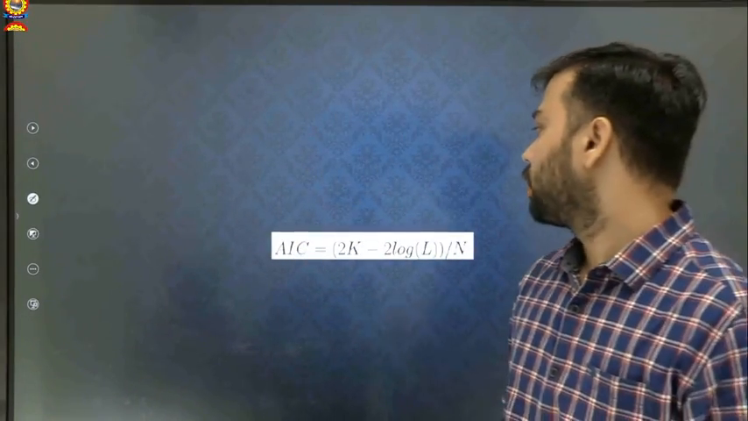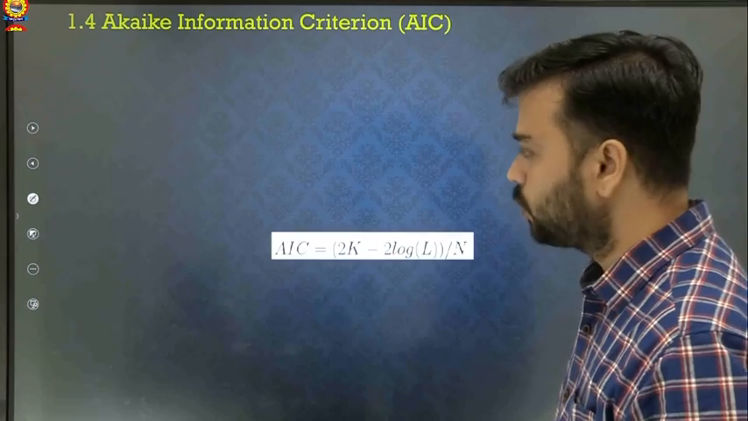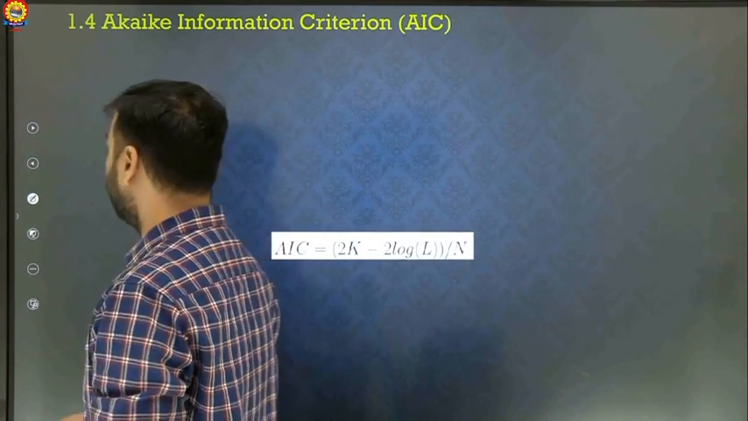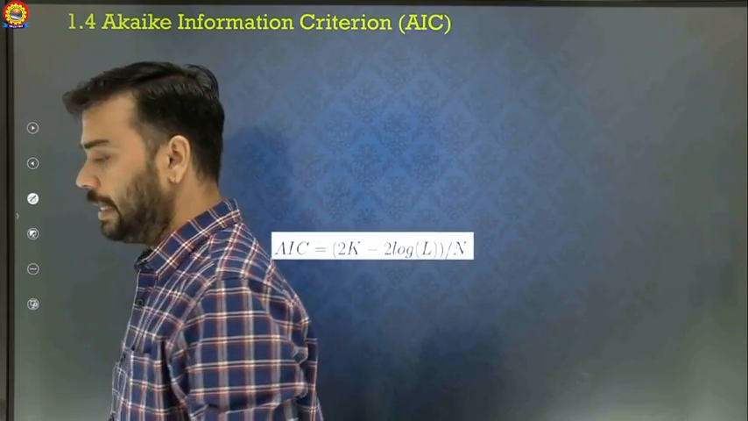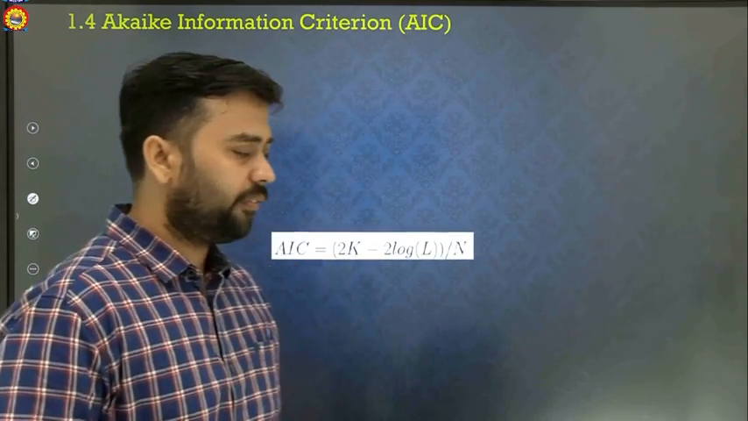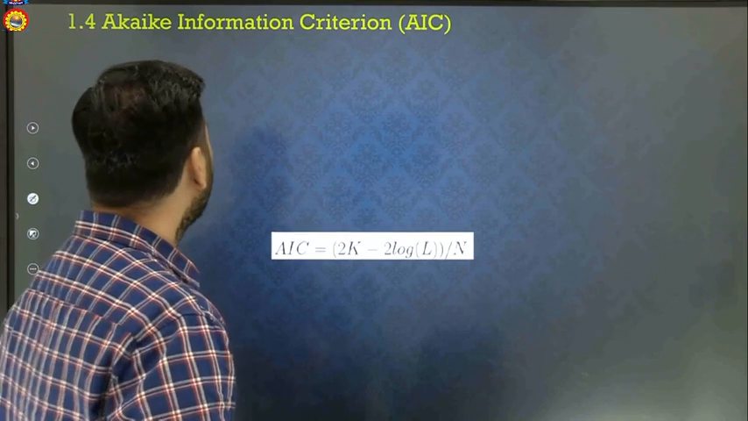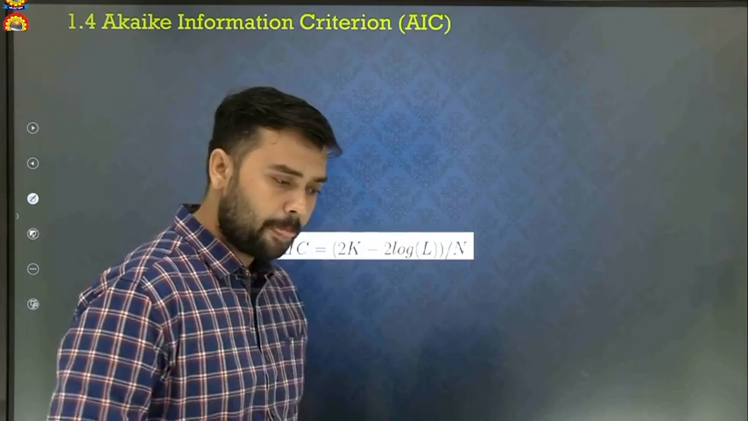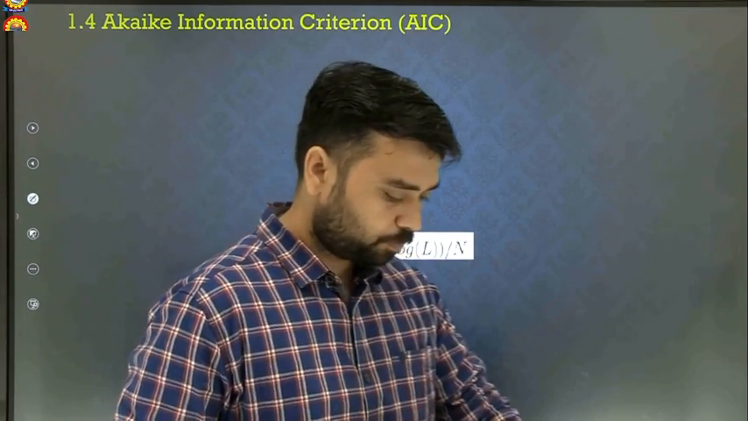Okay. So next, the first one is the Akaike information criterion, AIC. It is the first method of probabilistic model selection.